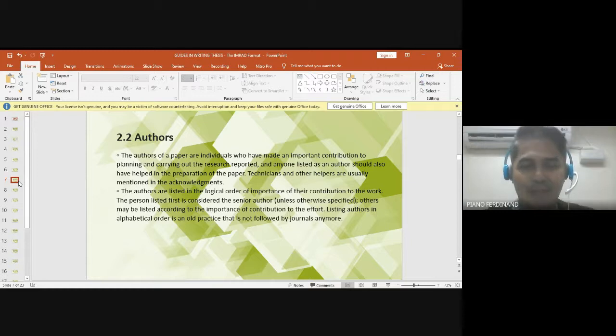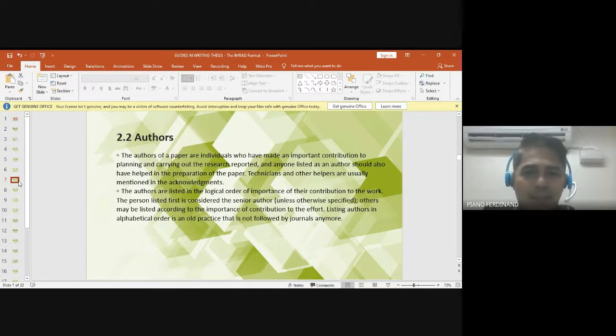No? So dapat kung kinonsider mo yung sarili mo as an author of or part of the author of that particular research paper, make sure na meron ka namang naging malaking contribution, no? At hindi lang sa ipinalagay mo lang yung pangalan mo doon. Okay?